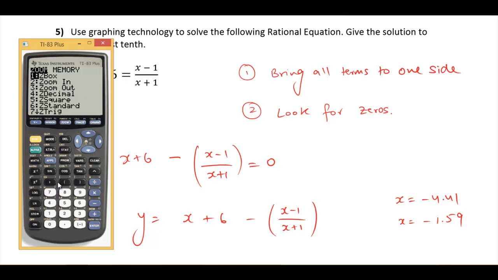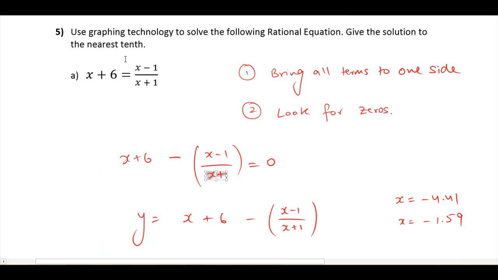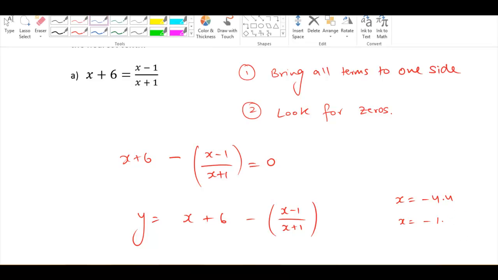Sometimes, I'll go back to zoom 6, which is a standard graph. Sometimes the graph looks like there's an asymptote, but it's not an asymptote, it's a graph, so you really have to zoom in and try and check to see if there's a 0 there or not. That's how you find zeros. These are the two zeros that we're going to have. I know we said we're going to round to the nearest tenth, so let me go ahead and do that. So when we round to the nearest tenth, this is going to become negative 4.4 and negative 1.6.